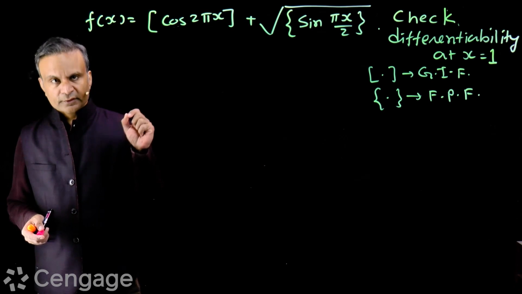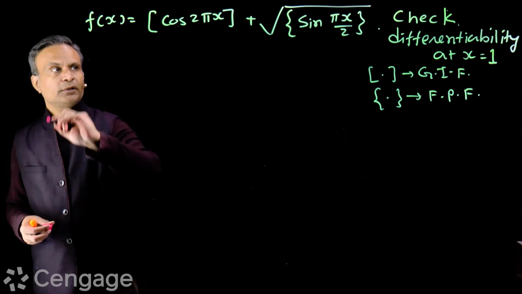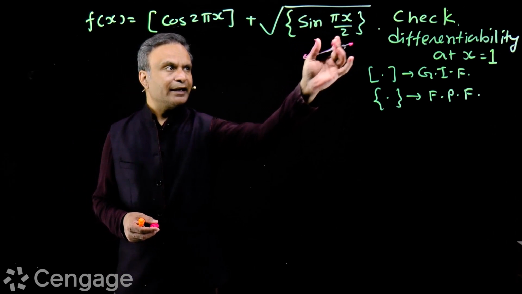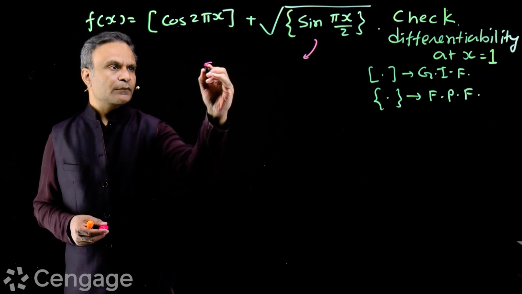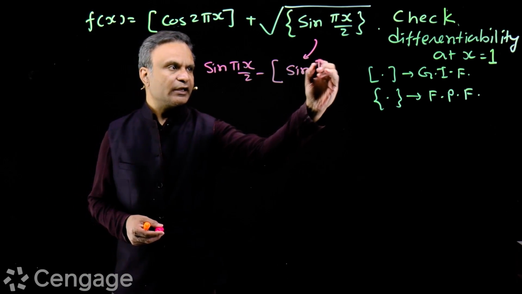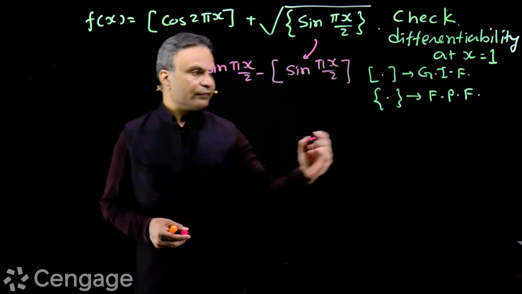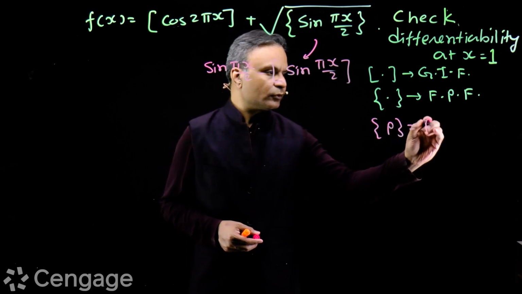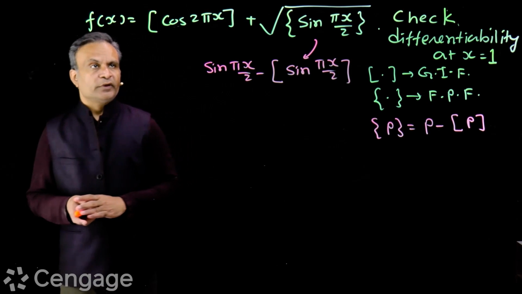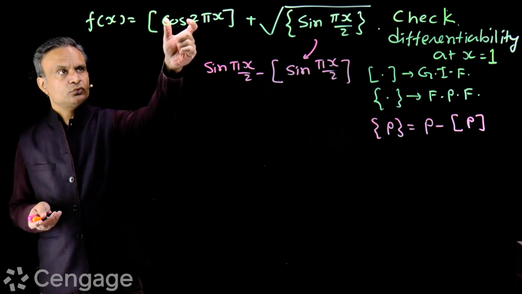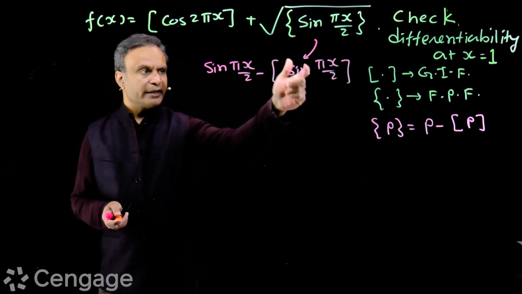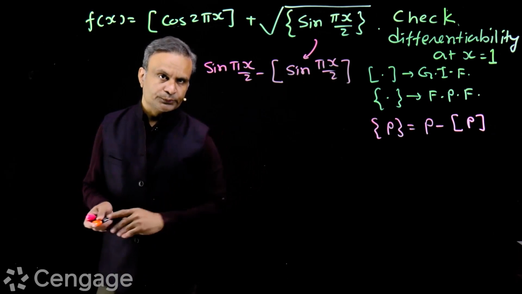We will first check continuity at x = 1. First of all, we write the fractional part of sin(πx/2) as sin(πx/2) minus greatest integer of sin(πx/2). We have the definition: fractional part of p is equal to p minus greatest integer of p. Now we have the function f(x) is equal to greatest integer of cos 2πx plus square root of sin(πx/2) minus greatest integer of sin(πx/2).